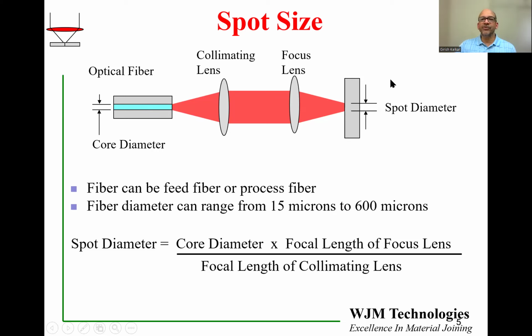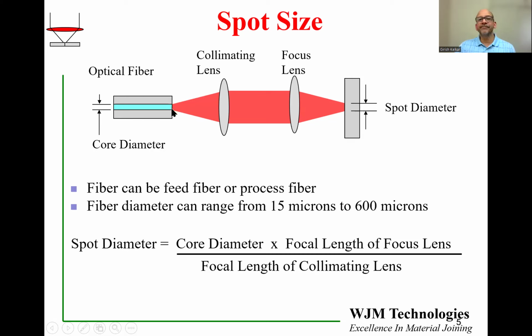The equation that we use to calculate the spot diameter is: spot diameter equals the core diameter multiplied by the focal length of the focus lens and divided by the focal length of the collimating lens. If the collimating lens and focus lens are similar, let's say both of them are 200 millimeter focal length, and that's quite reasonable, they are usually fairly close, these two numbers will cancel out, and you will see that the spot diameter is exactly the same as the core diameter.